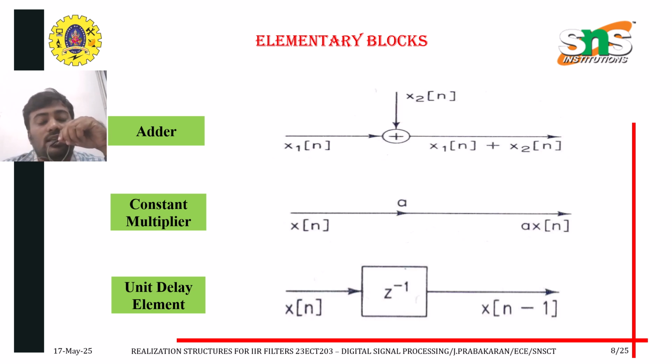And the next one is a multiplier. The function of the multiplier is to multiply a signal by a constant coefficient, and the symbol is typically a line or box labeled with a coefficient. Here you can see the coefficient, like y of n equal to a into x of n.